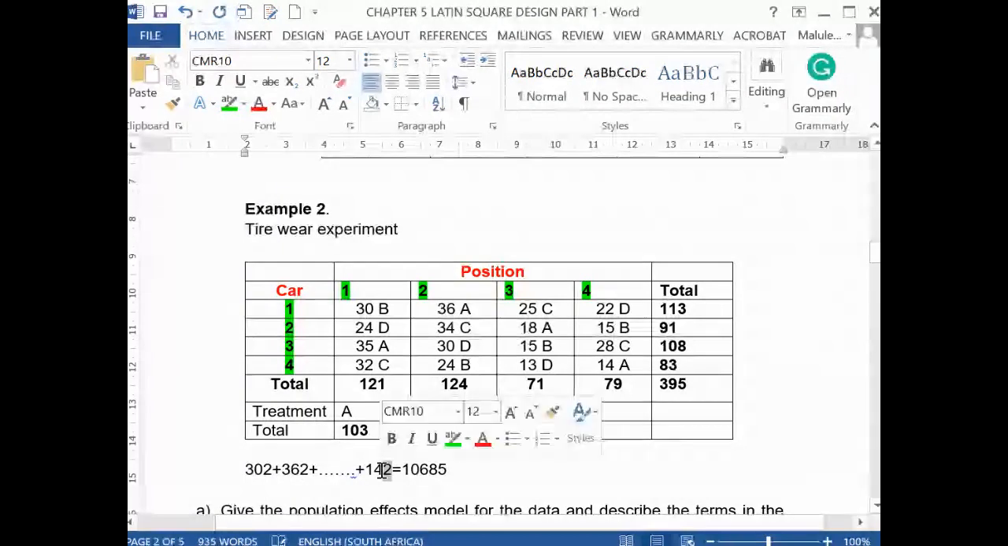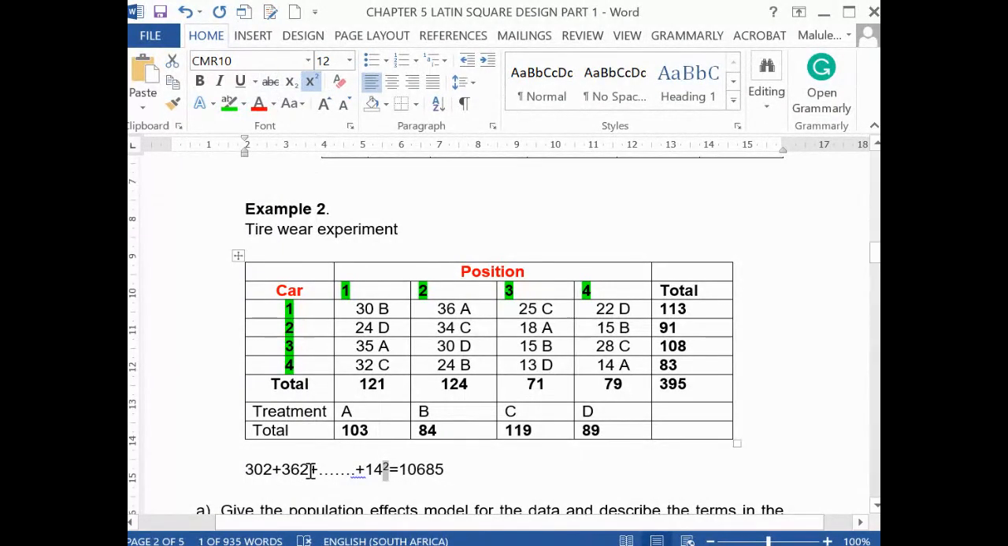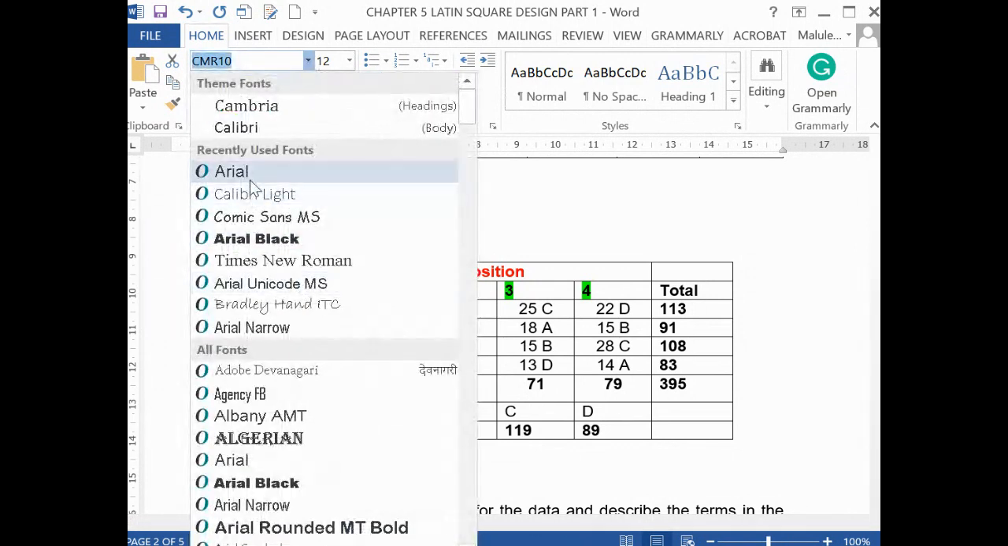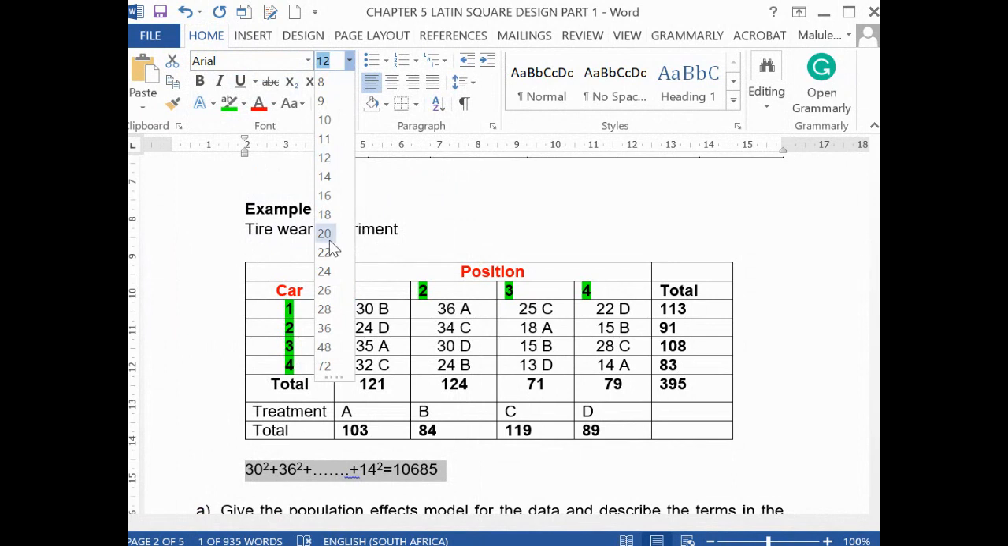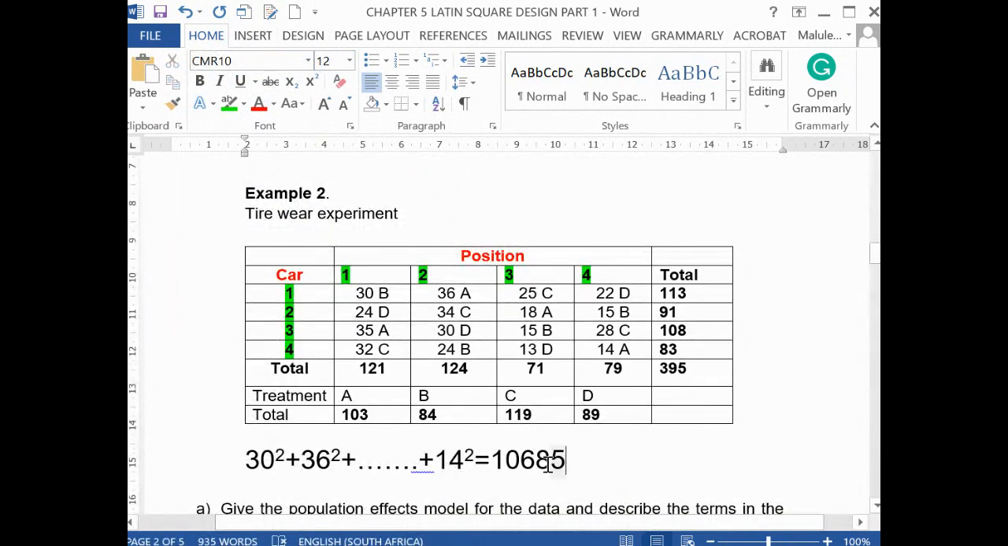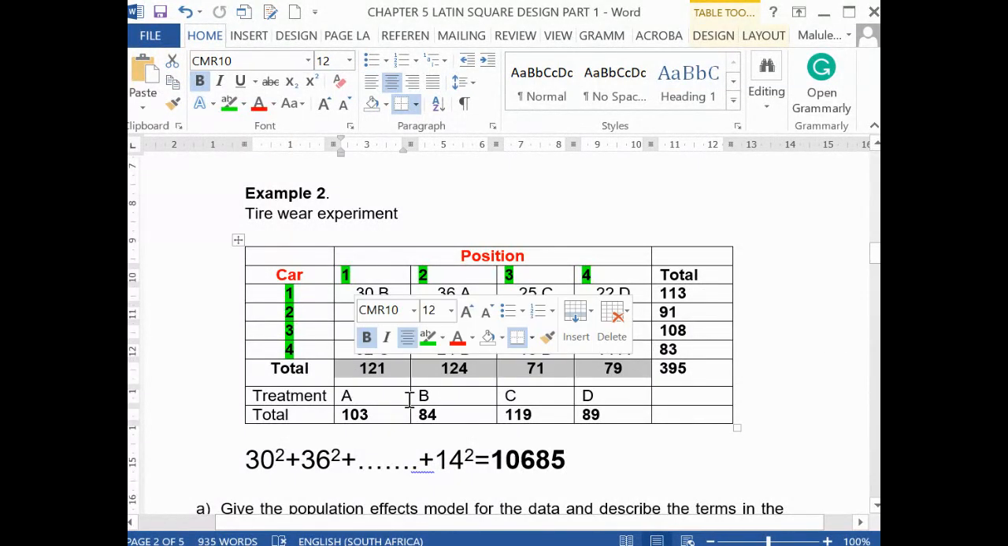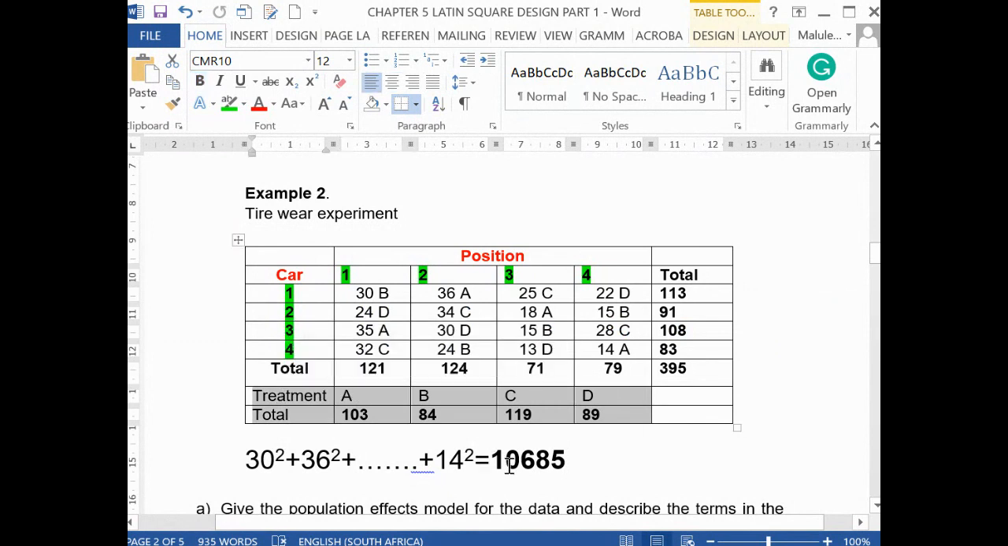Can someone confirm the value from home? Yes, it's correct, sir. Thank you very much. So you must have this value, guys, because we'll need it when we want to find the total. Let me increase the font here. When you square all the values from the table, you will get that value. Now you must have the totals: the total for the cars, the total for the positions, and the totals for the treatments, and this value.